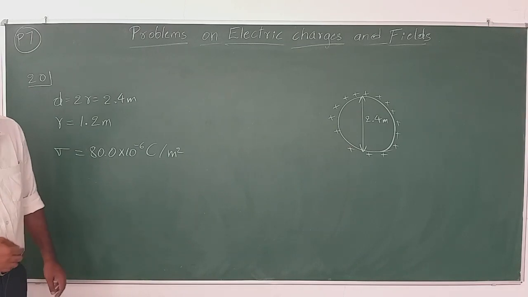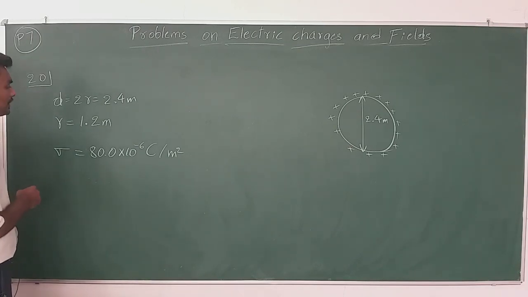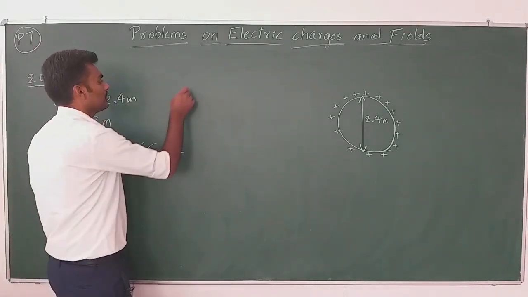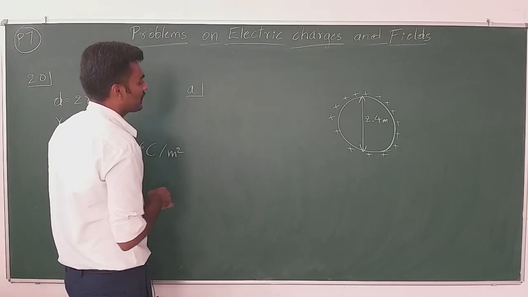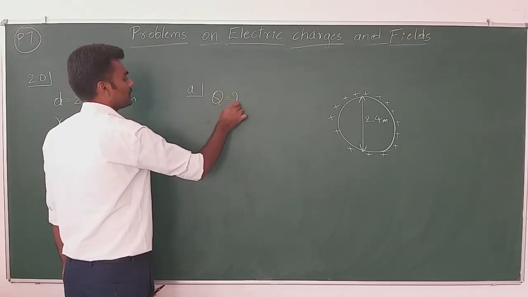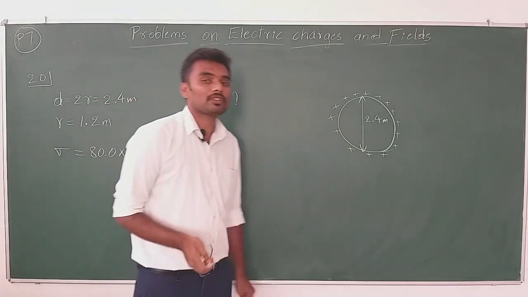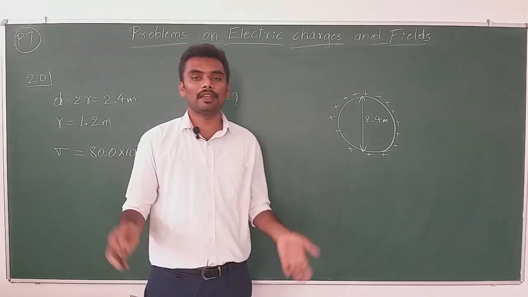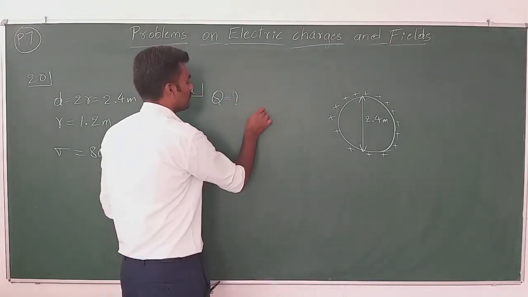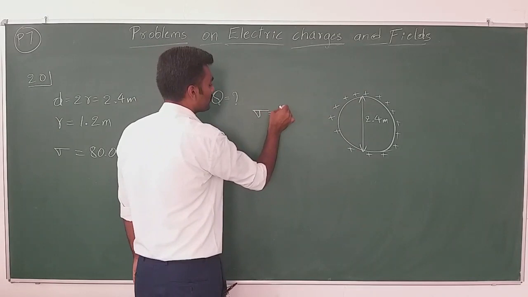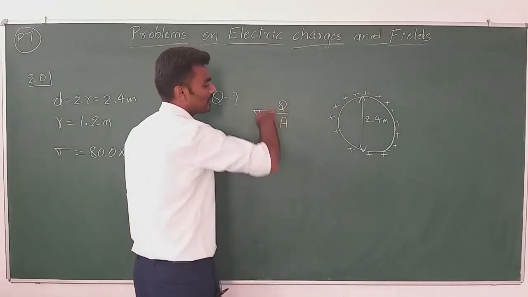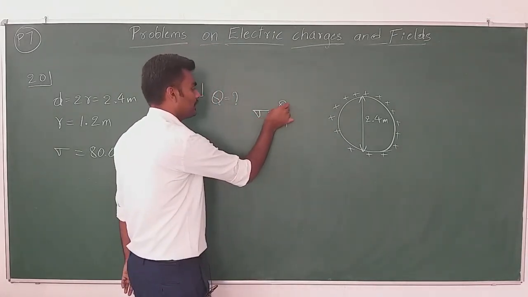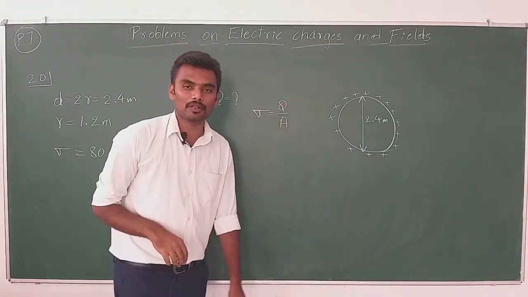Now, what is asked to find? There are two parts in the given question. The first part: find the charge on the sphere. So the first part is asking us to find the total charge on the sphere. The expression for surface charge density, not only for a sphere but for any kind of surface, is sigma equal to Q by A. A is the total surface area. Now what we need is Q; sigma is given, A has to be found.